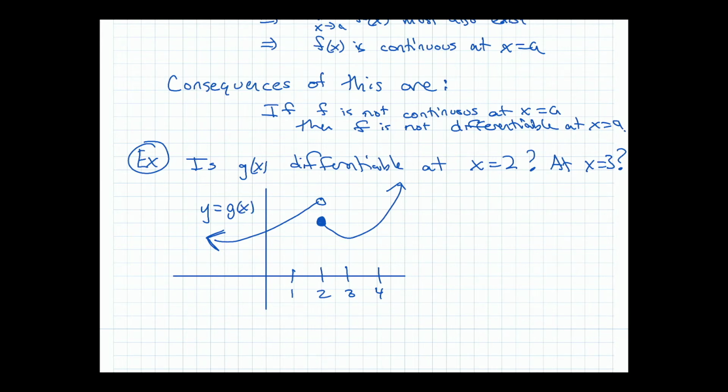There's a function, and that function is y equals g of x. The answer to this question, at x equals 2, differentiable, yes or no? The answer is no. How do we know it's not differentiable at 2? Because x equals 2 is right here, and the function's not even continuous. Not continuous implies not differentiable.